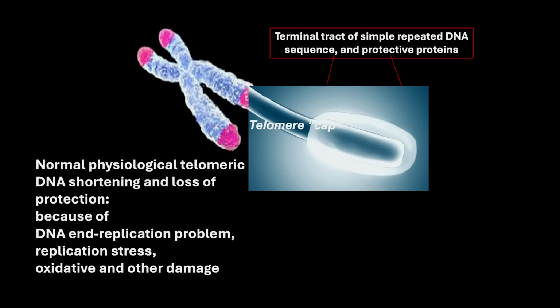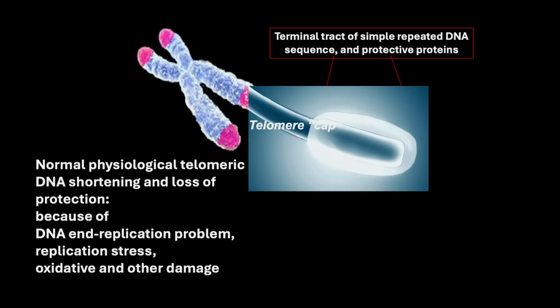You can't fully replicate the full ends of chromosomes. So that was thought to be applicable in replicating cells. But now there's much more understanding that there are other ways of telomeres being damaged, even in non-dividing cells, such as neuronal cells.